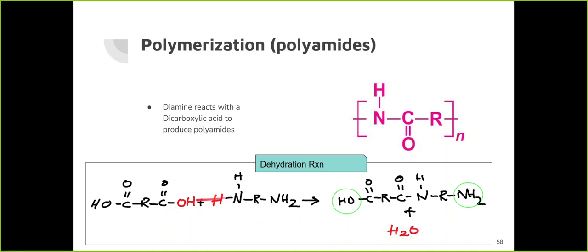And then these two will connect together and you will form this long chain with a carboxylic acid group on one end and an amine group on the other end. But this can keep going on, reacting over and over again. And so you get this repeating unit of an amide linkage over and over again, creating a polyamide. Any questions there?